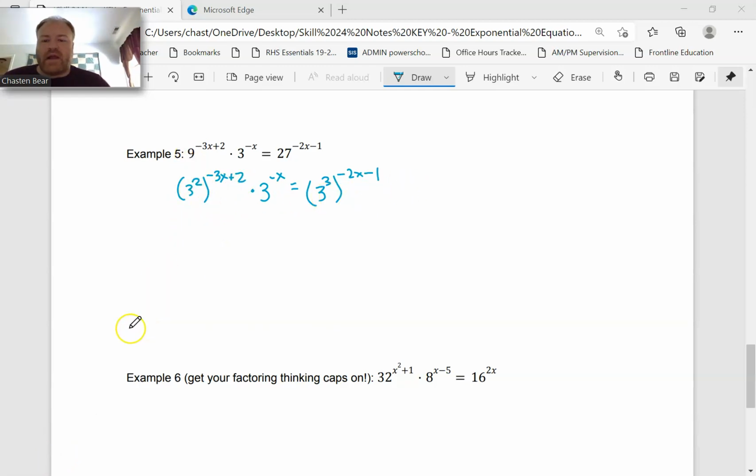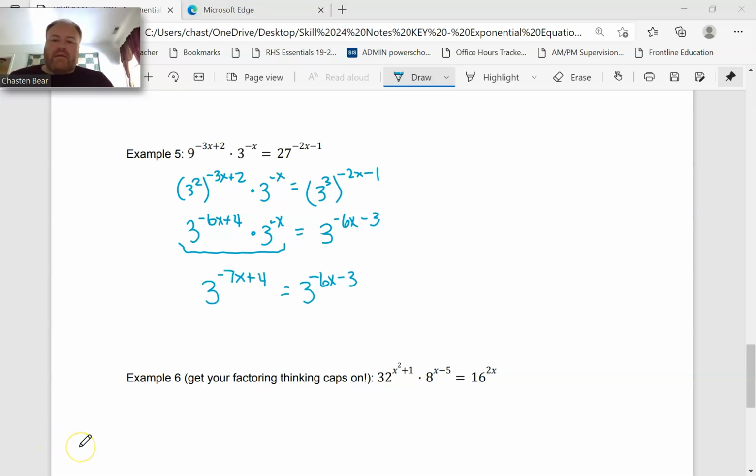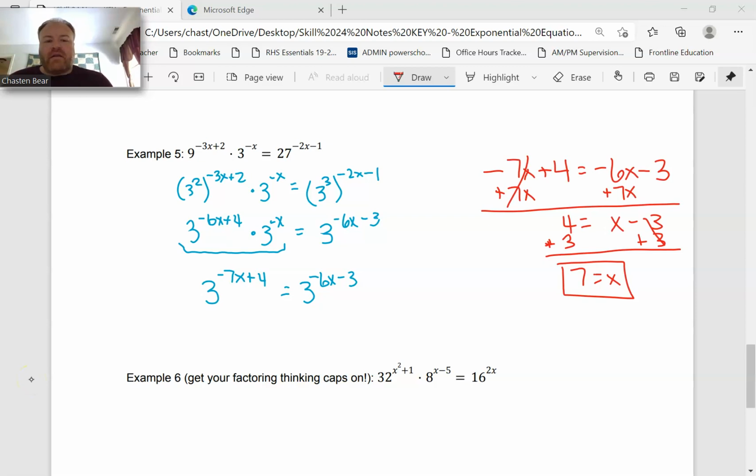So now you're going to apply your power to a power property to make those exponents become just one exponent on each three. So try that out. And if you did that correctly, you'll have what I have here. So on the left side, go ahead and add those exponents together and then check your work. If you did this correctly, then you would have had these as your exponents. So now you're ready to set your exponents equal to each other. So go ahead and do that real quick and check your answer. If you did this correctly, you would have gotten x equals 7.